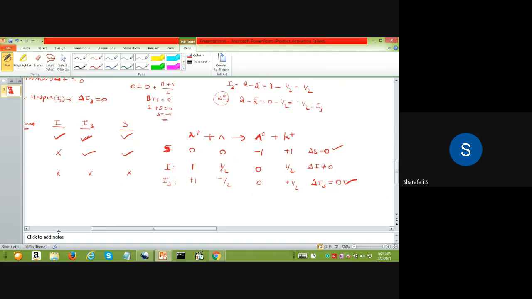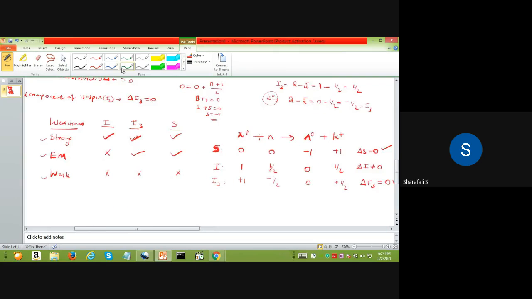So what kind of interaction is this? S is conserved in these two, and I3 is also conserved, and I is not conserved. So this is nothing but electromagnetic, where you do not have I conserved. So delta I is not equal to 0 in this particular case. I3 is conserved, that is delta I3 is equal to 0, delta S is also 0. So these two are 0. Delta S and delta I3 are 0. Delta I is not equal to 0. So that is electromagnetic.